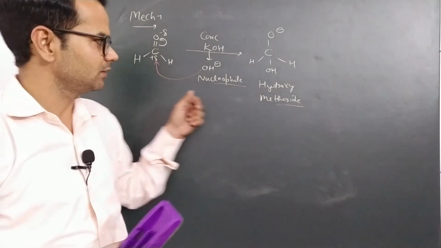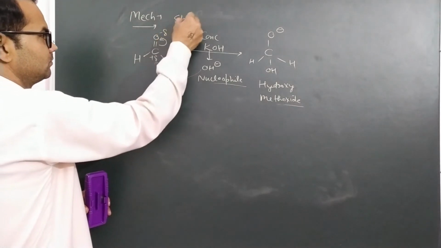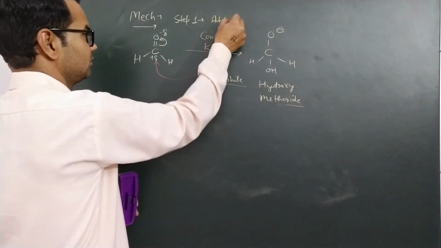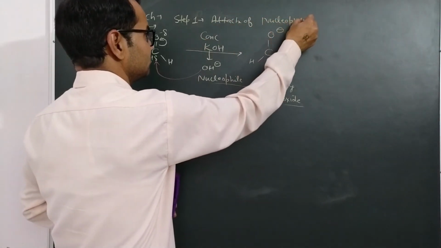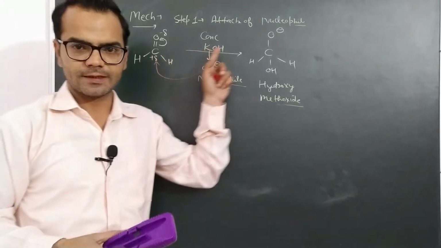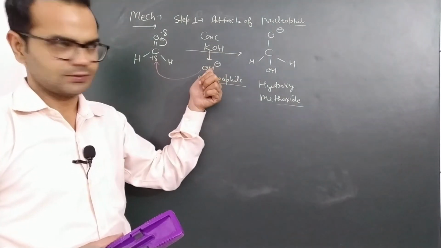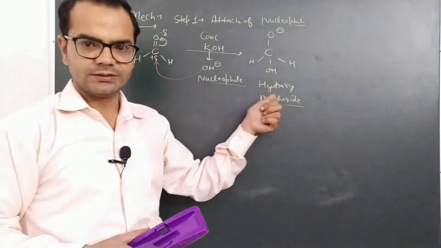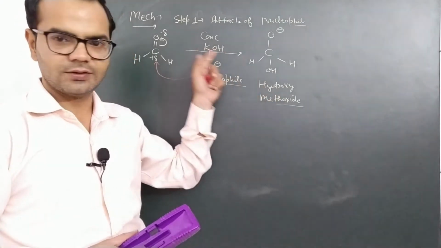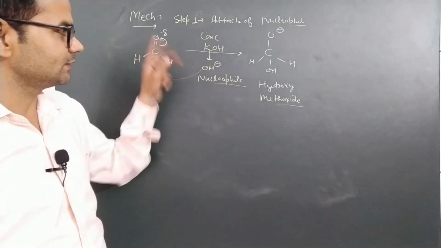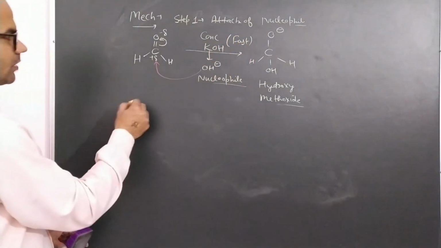So in step number 1 we have the attack of a nucleophile. The nucleophile comes from the base, concentrated KOH, and the intermediate formed is hydroxy methoxide. In general, we can simply say hydroxy alkoxide is formed in step number 1. Now step number 2.